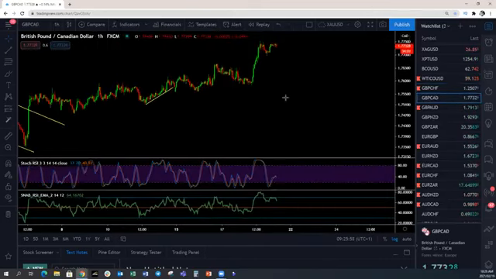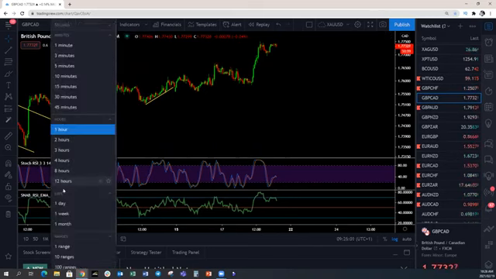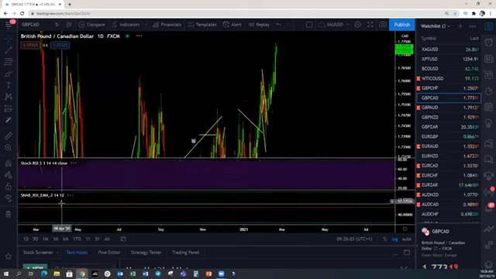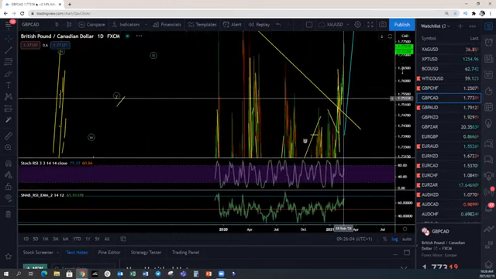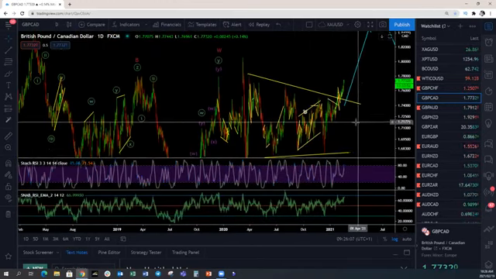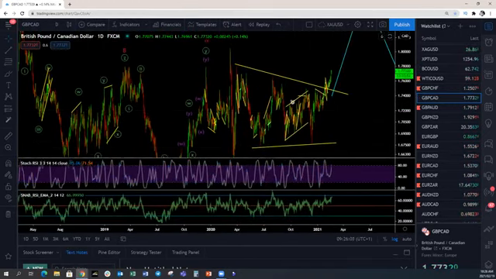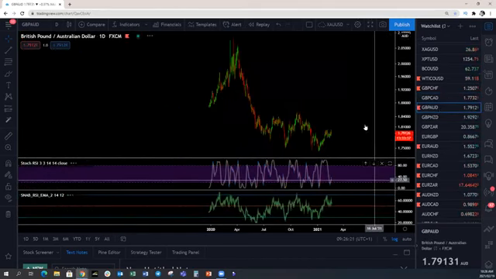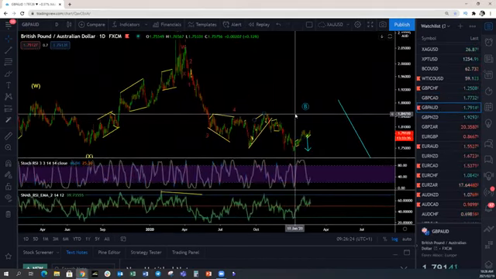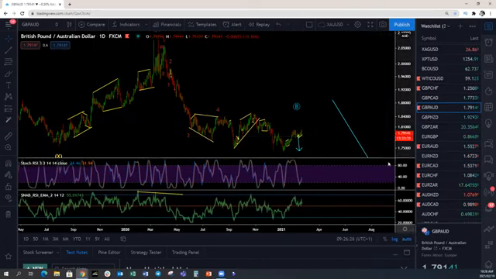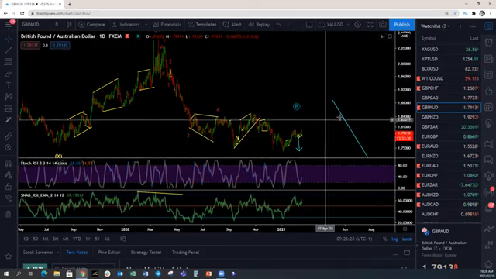Pound CAD, still pushing up higher. As far as pound CAD is concerned, the target that we were looking at has already been reached. If it continues further up higher than this, the structure will change and we're going to have to make some adjustments. As it is now, we're not changing anything. It is still intact.